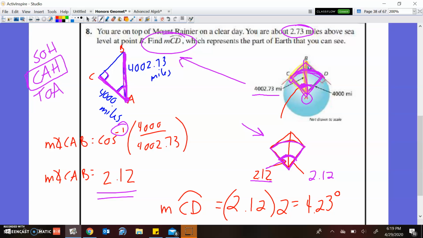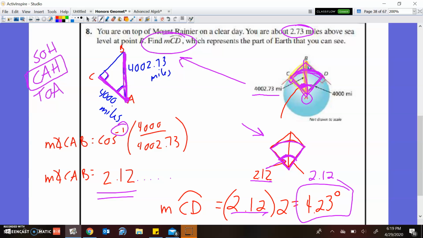Now, I know that if you do 2.12 times 2, you don't get what I have, but this is rounded. When I calculate it in my calculator, I took the actual non-rounded answer. So the cosine inverse of 4,000 divided by 4,002.73 actually gives me 2.116242794. So with that being the case, if I double that number, that's where I get 4.23.